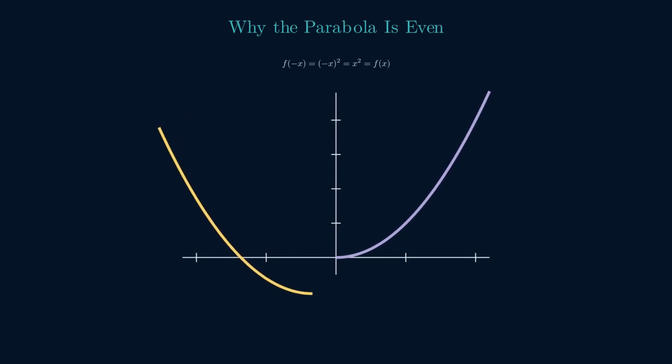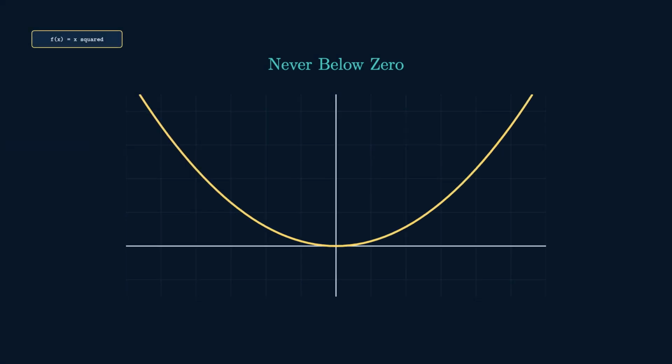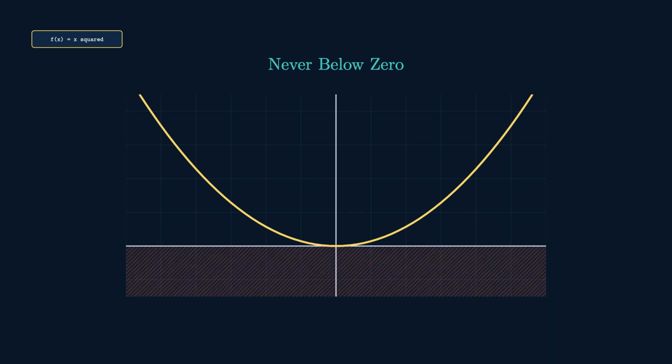Squaring a negative gives you exactly the same answer as squaring its positive twin, so the left half is a perfect mirror of the right. That's what even means, and it has one more consequence. A square can never come out negative. Ever. So the curve can't dip below the x-axis, that whole region is off limits. The lowest value it reaches is 0, right at the origin, which makes that the vertex.